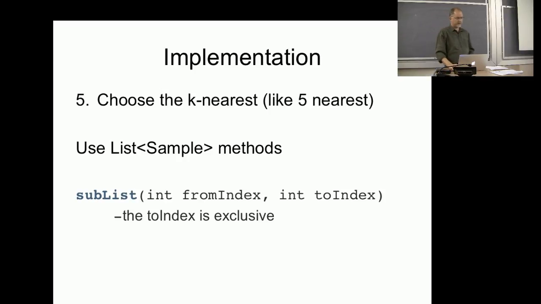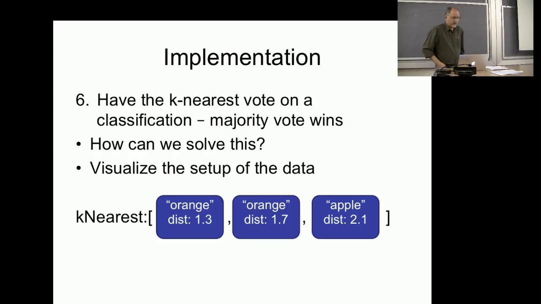So let's think about this a little bit. After all this work, we started with a list of samples. We calculated the distance from all of them to the unknown one. We sorted them according to their compareTo method that we implemented. And then we pulled off the bottom 3, if k was 3 in this case. So we might end up with something like this.